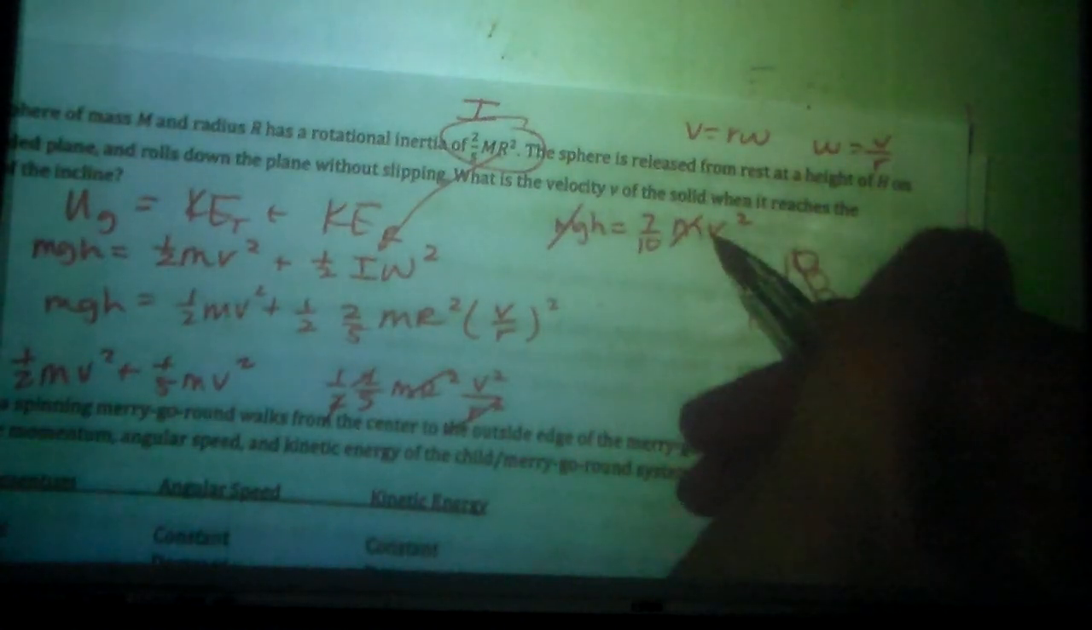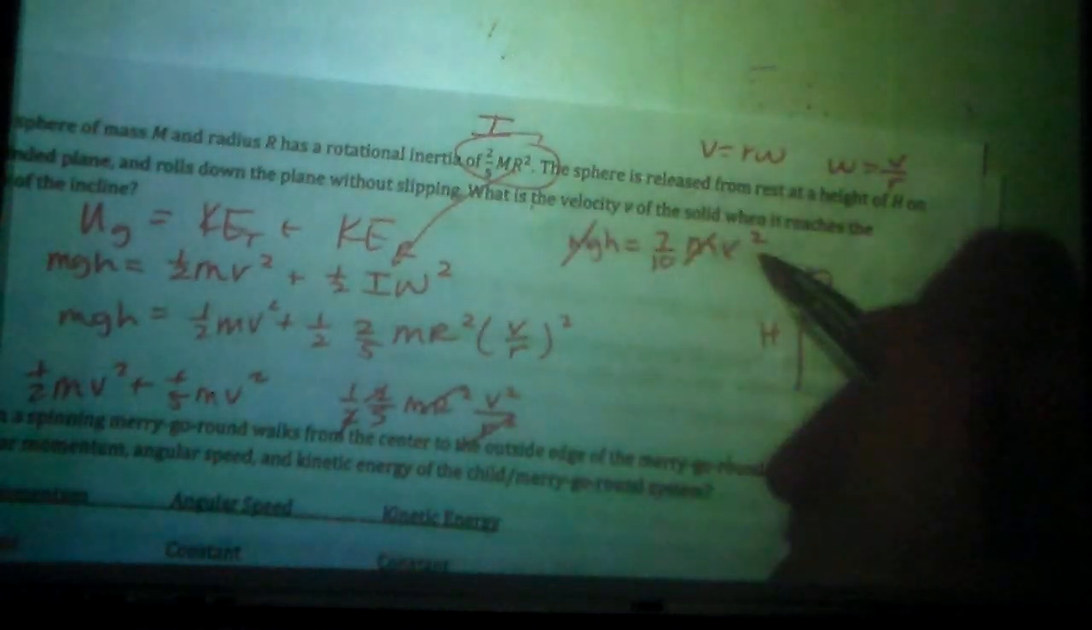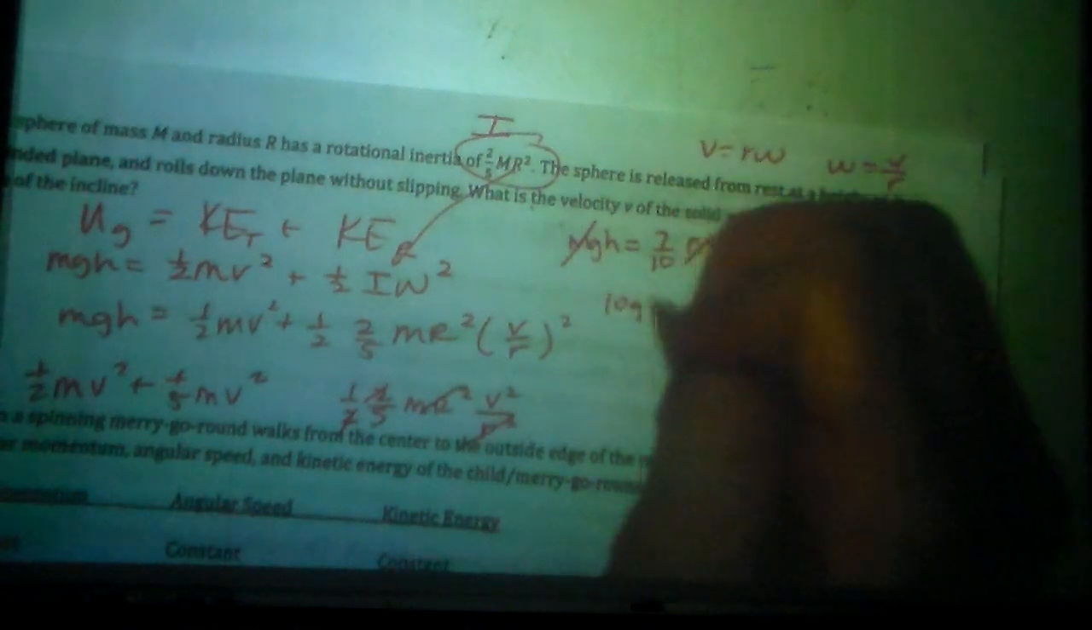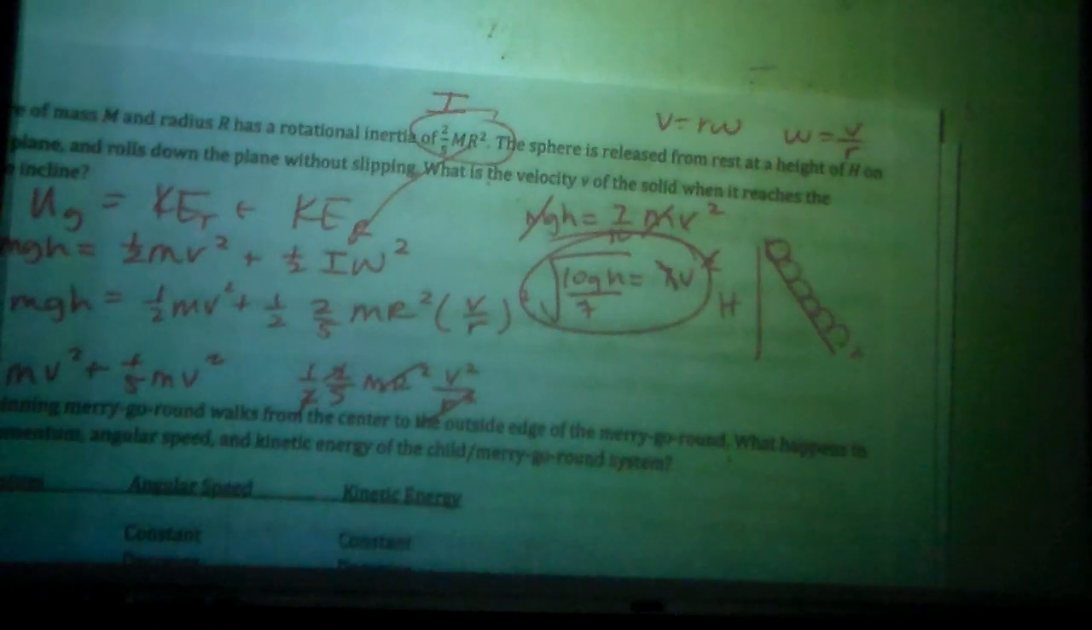Now, these two you can just add in your calculator, or you can make them like terms. Doesn't matter to me. And then the main thing is if you do it in your calculator, you do math enter to get the fraction. So this is mgh equals 7/10 mv squared. M's cancel. Trying to get v by itself, so I need to move the 10 over by multiplying both sides by 10. And then divide the 7 over and take the square root. So the square root of 10 gh over 7, or 10/7 gh.